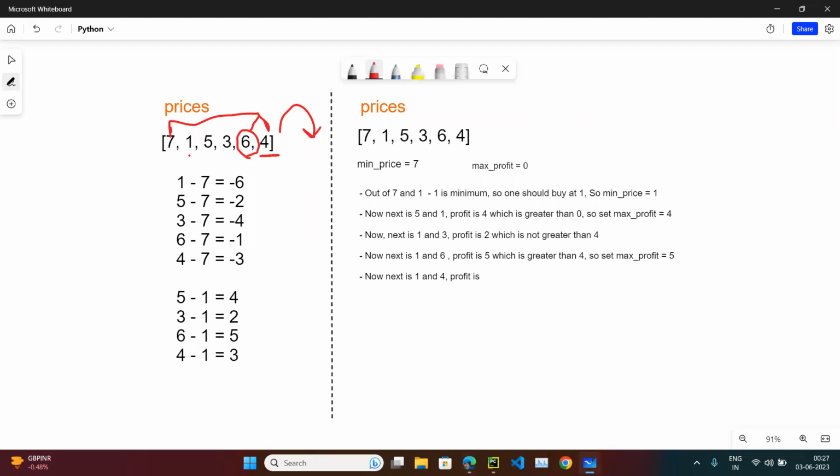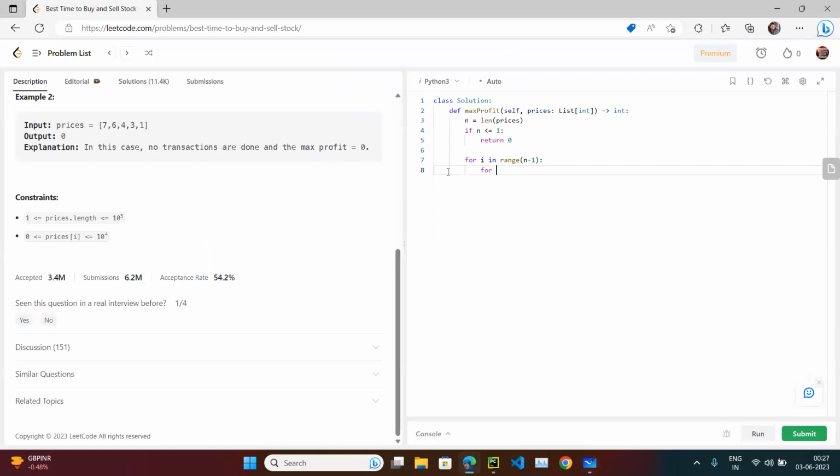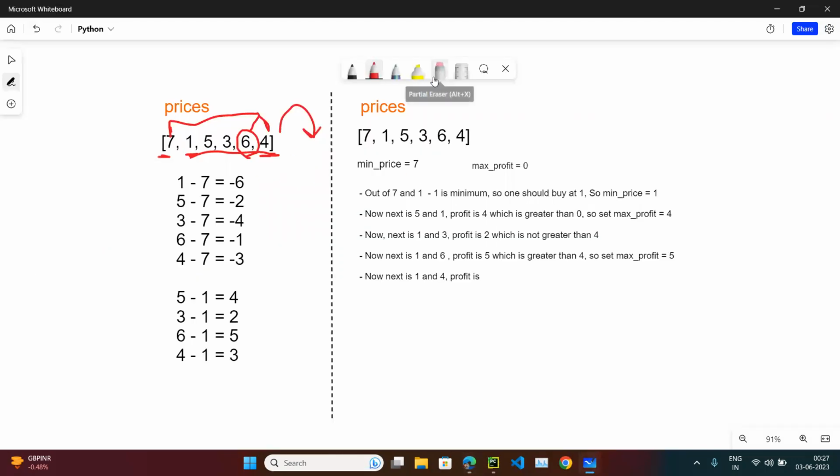The second loop should start from the next index, right? So if the first loop is starting from index 0, then the second loop should start from i plus 1, but it can go till the end because that is the selling price. So for j in range of i plus 1 till n.